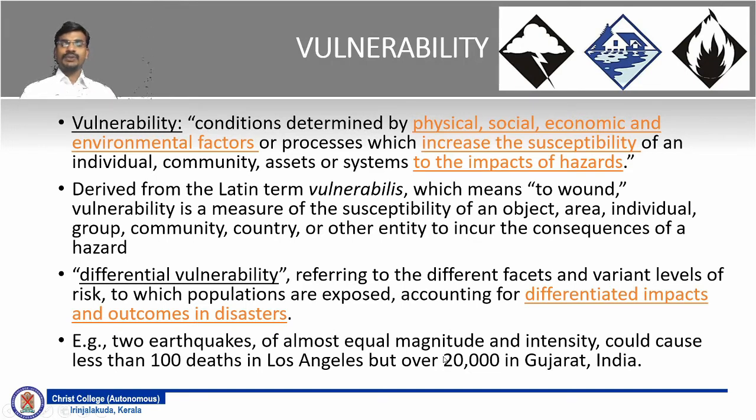So this refers to two different physical, social, economic and environmental factors which influence the vulnerability, which means which increase the susceptibility of a population in India to the given hazard, that is the earthquake, compared to the population with different physical, social, economic and environmental conditions in Los Angeles, where it causes only 100 deaths compared to 20,000 deaths in Gujarat.